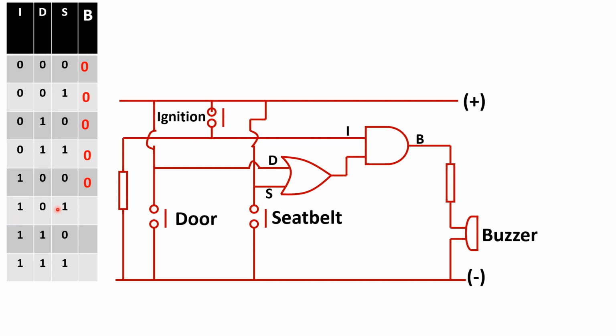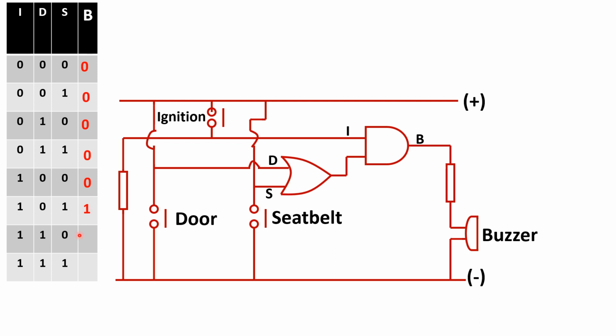For IDS 1, 0, 1 respectively, our output at B would be 1, because the input I here and the output for the OR gate is also 1. That makes point B at logic 1.